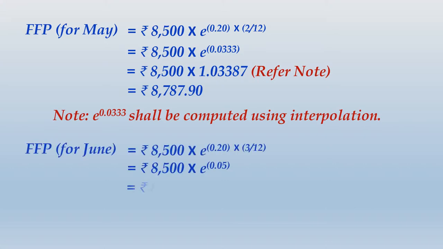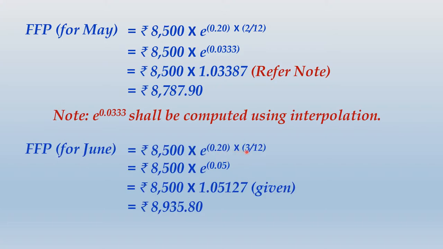When it comes to June, e raised to 0.2 into 3 by 12. 0.2 into 3 by 12 will give you 0.05, but e raised to 0.05, the value is directly given. So here for June contract, you don't have to apply interpolation at all. You just have to make the calculation. So please understand this working, do the needful, and then I take you ahead.